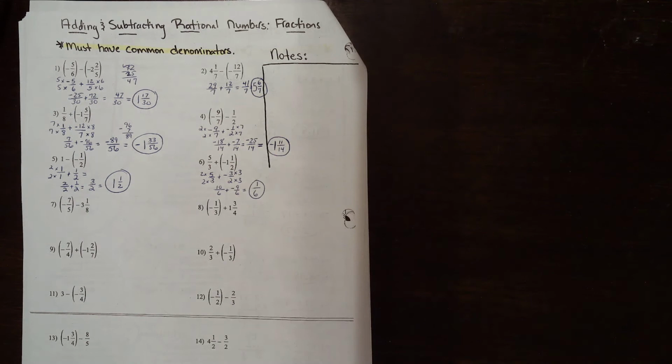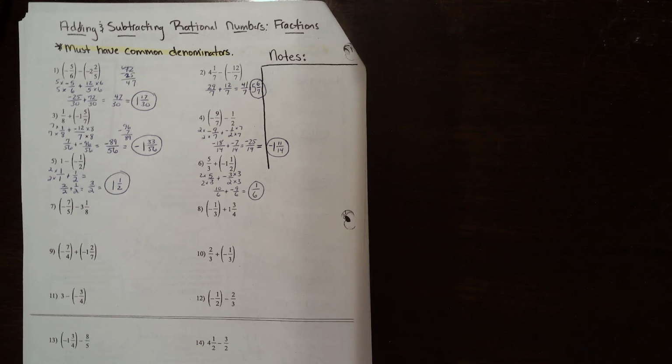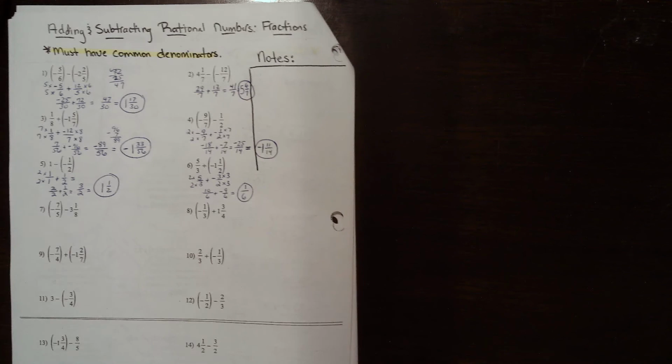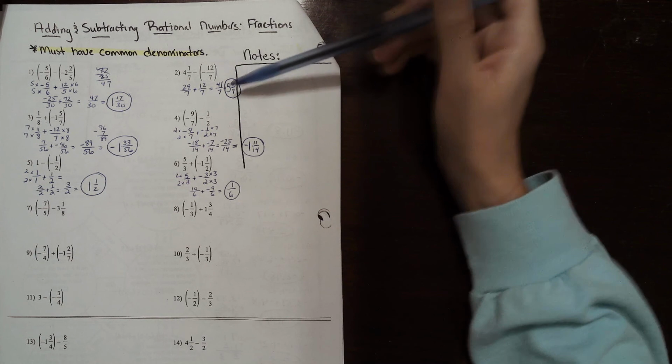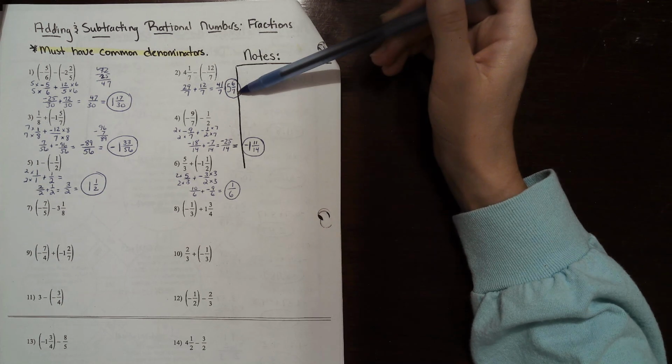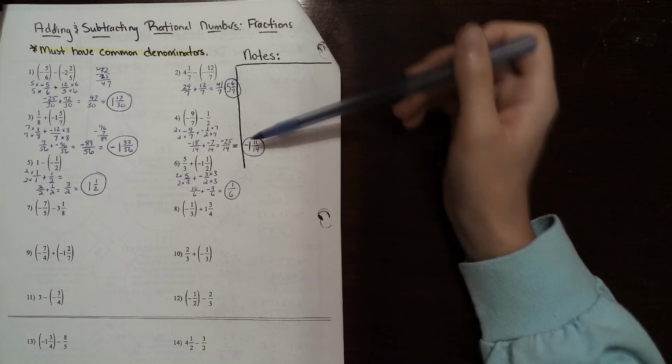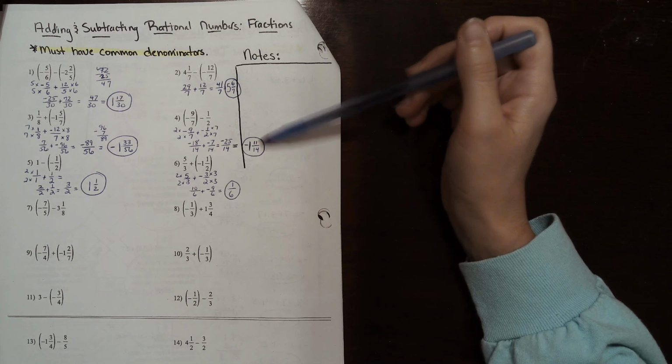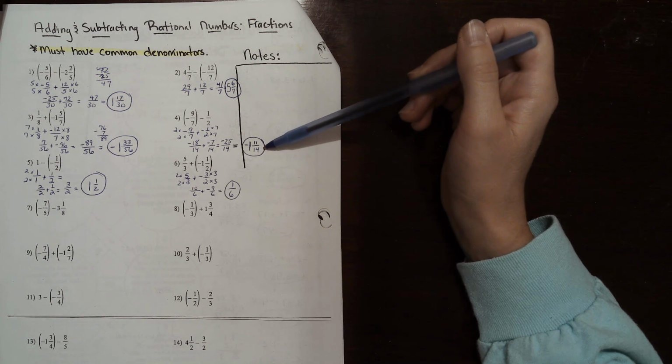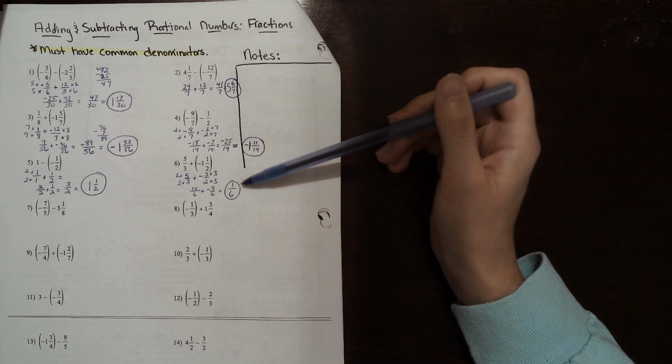Now I would like for you to pause the video and then work on numbers 2, 4, and 6. When you're done solving, play the video. The answer to number 2 is 5 6/7. The answer to 4 is negative 1 11 over 14. And the answer to 6 is 1/6.